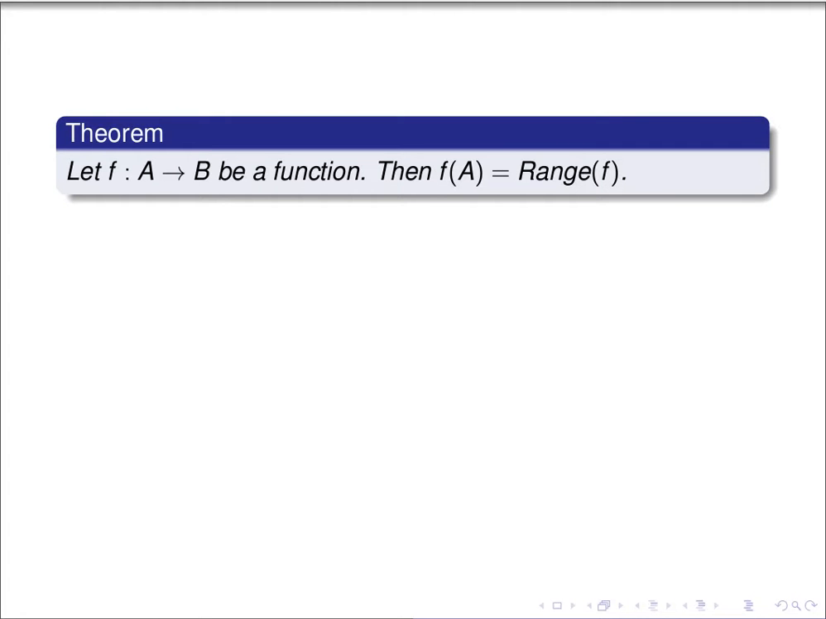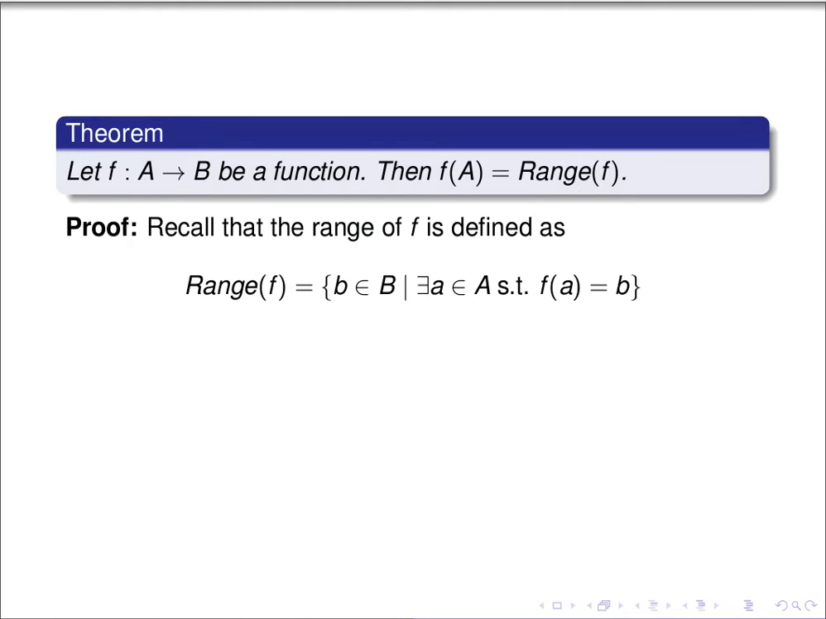So first, a theorem. Let f be a function from A to B, then the image of A under f is equal to the range of f. All right. So recall that the range of f is defined to be the collection of all b in B such that there exists an a in A such that f of a is equal to b. That's how we defined the range.